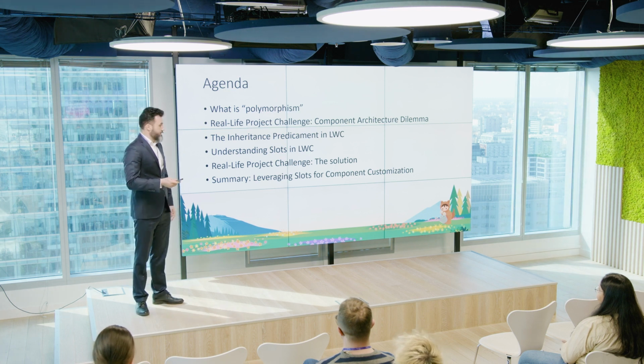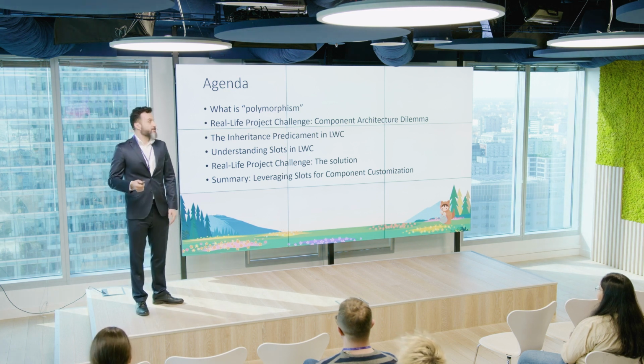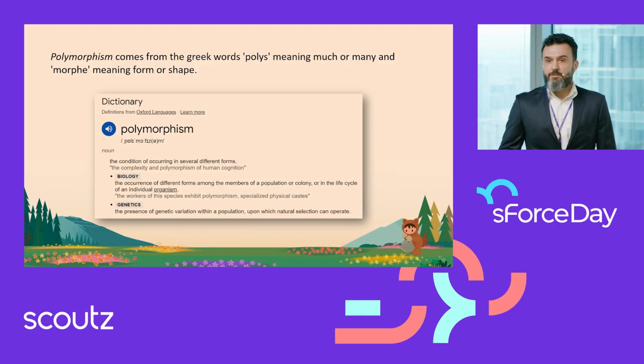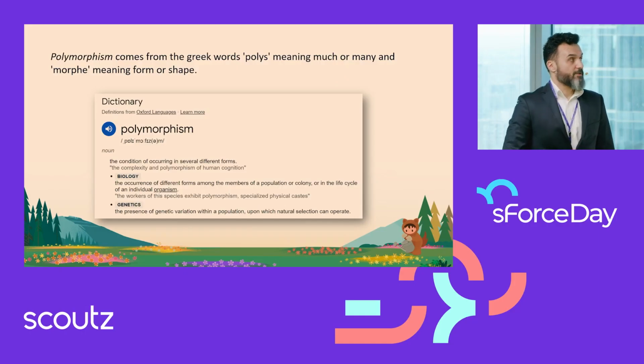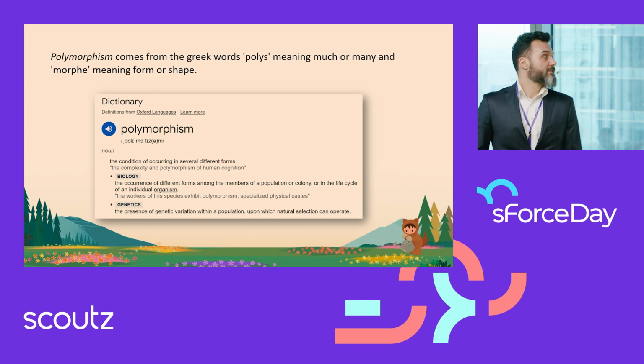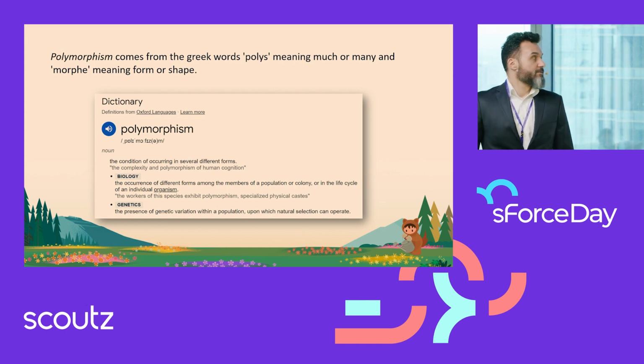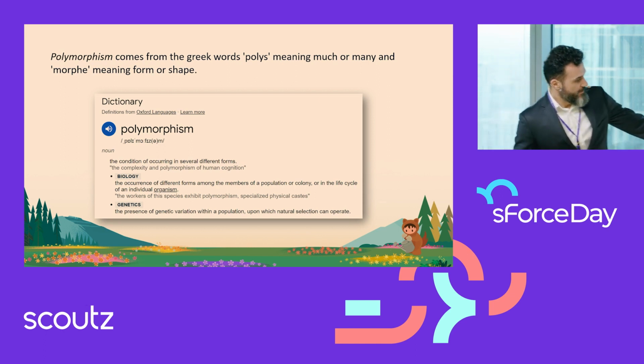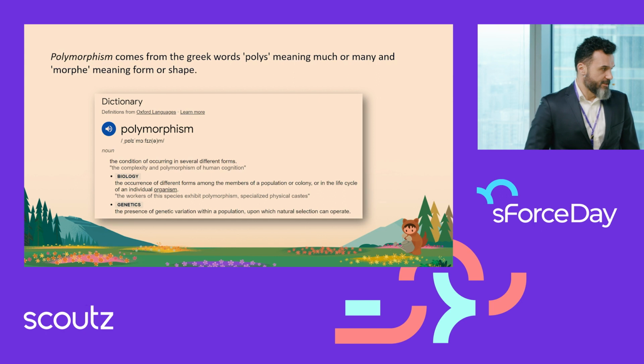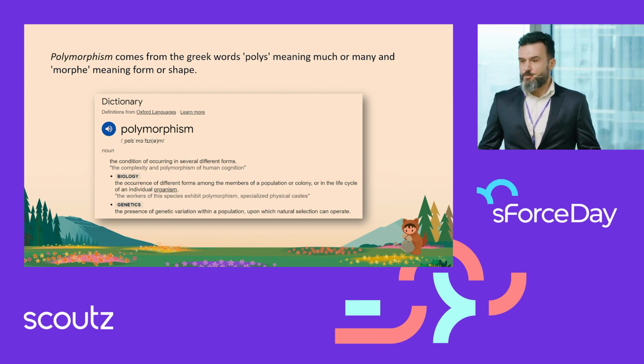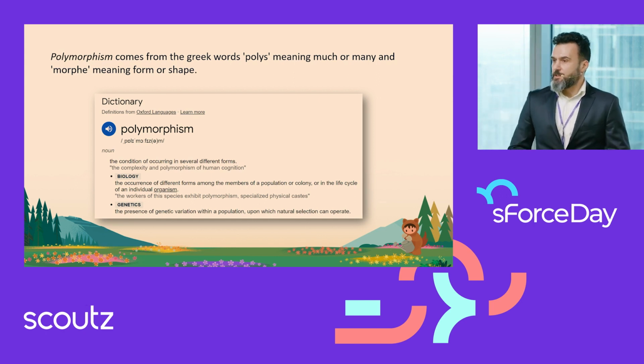Okay? So first, what is polymorphism? Well, it comes from the Greek word poly, which is many, multi. Morph is shape or form, right? If you look at the dictionary, it gives the definition for biology and genetics, things that can take multiple forms, right? But we use this also in IT.